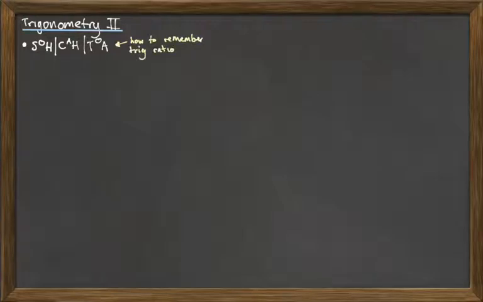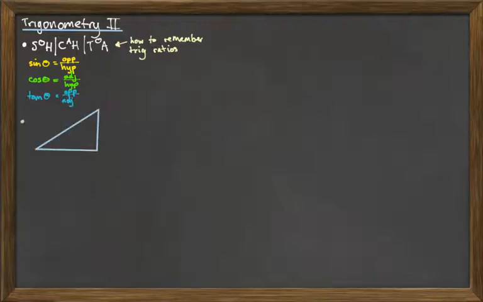Okay, so if you remember from the last video, if you haven't watched it yet, do go back and check that. The sine of theta is opposite over hypotenuse, the cos of theta is the adjacent over the hypotenuse, and the tan of theta is the opposite over the adjacent.